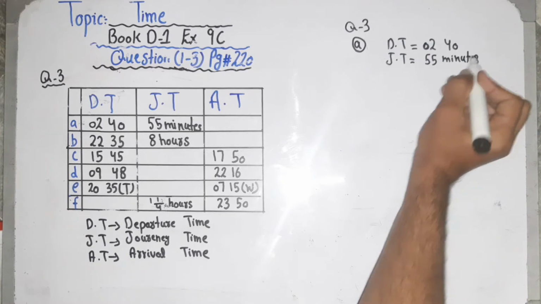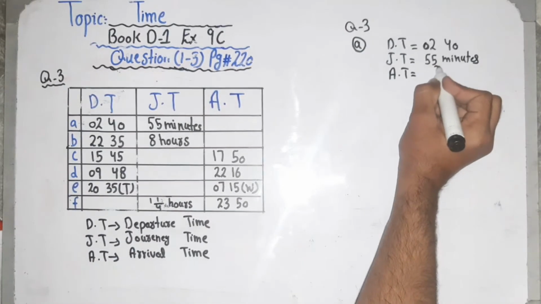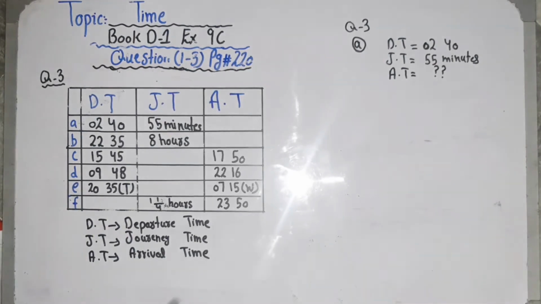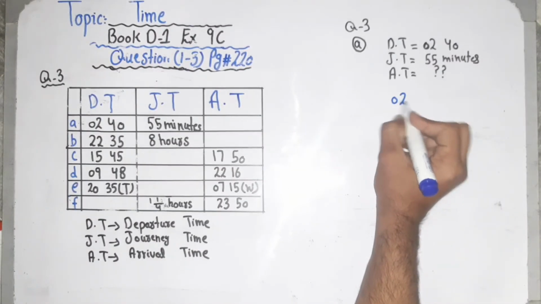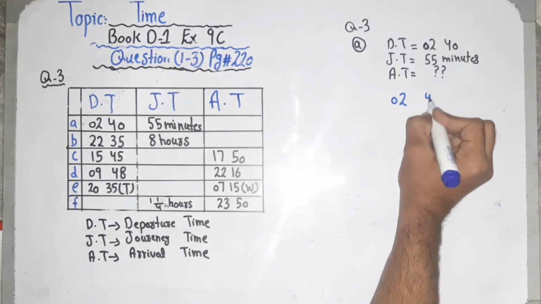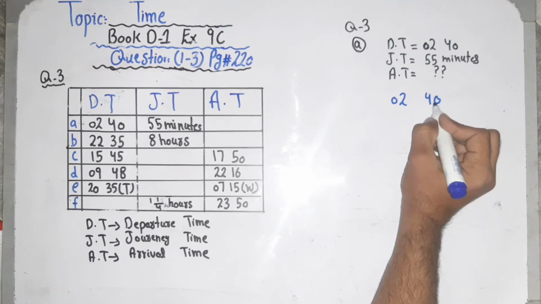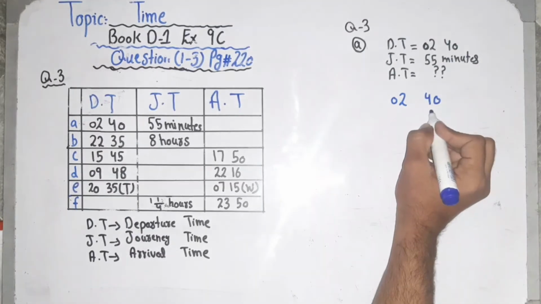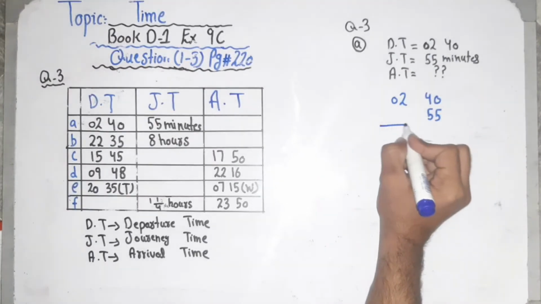And what we have to find? We have to find the arrival time, and we will write a question mark here. So basically we have to add. First of all we will write hours. 02:40. 2 represents hours and 40 represents minutes. So we will write minutes just below the minutes.